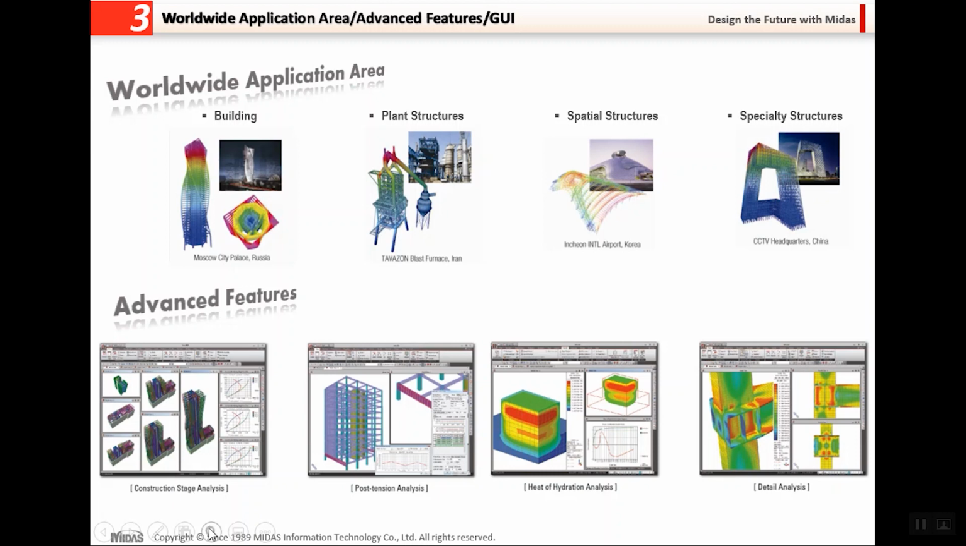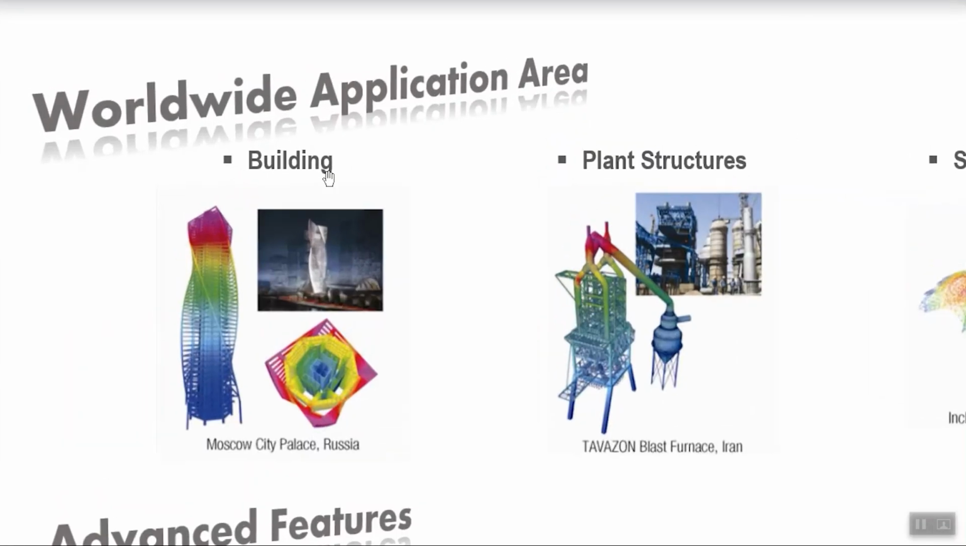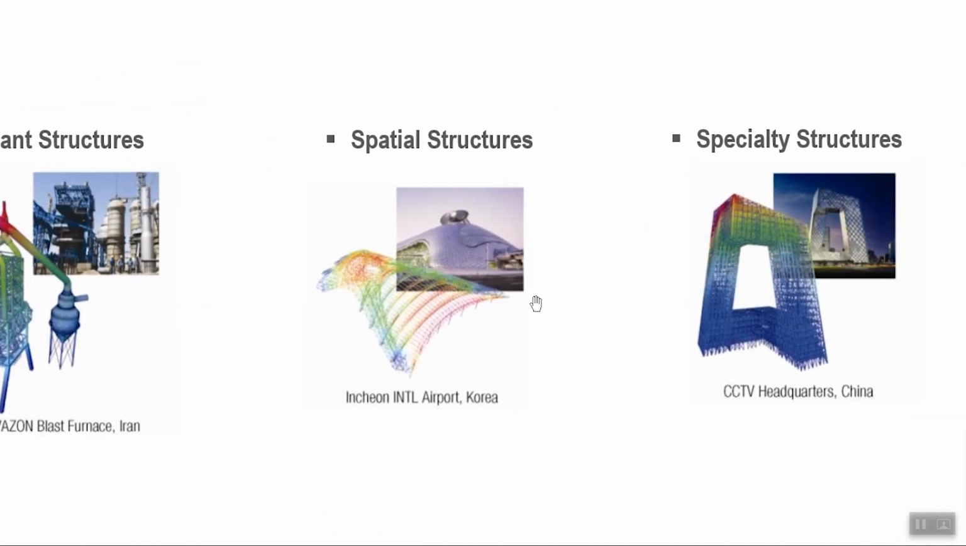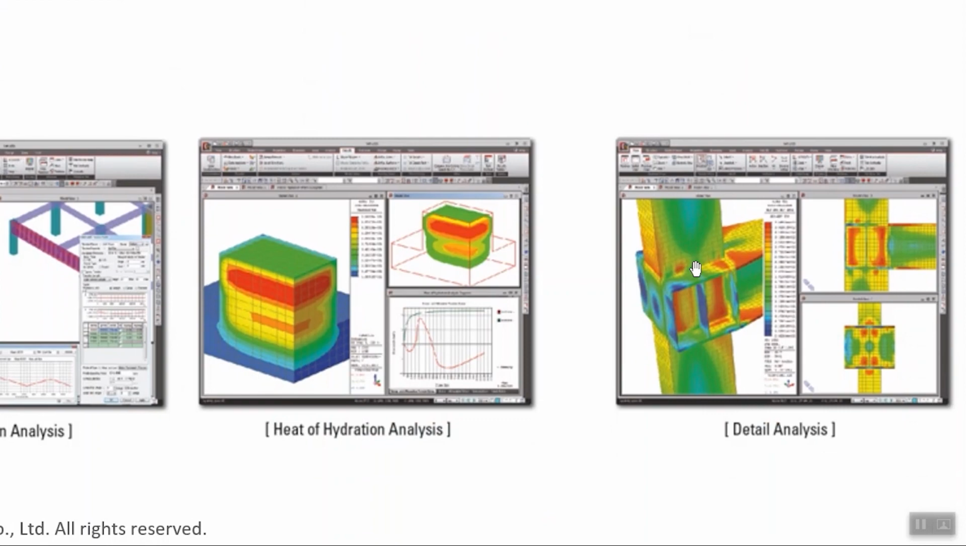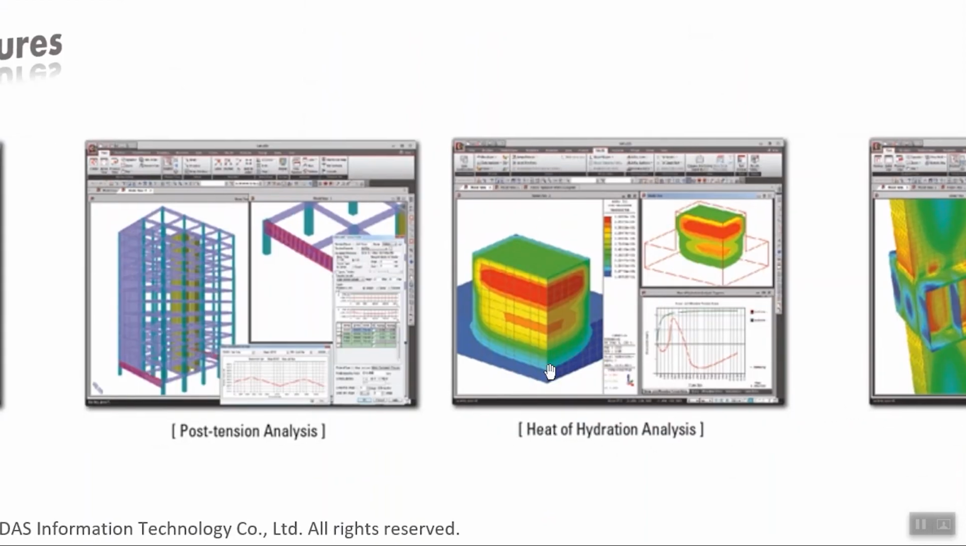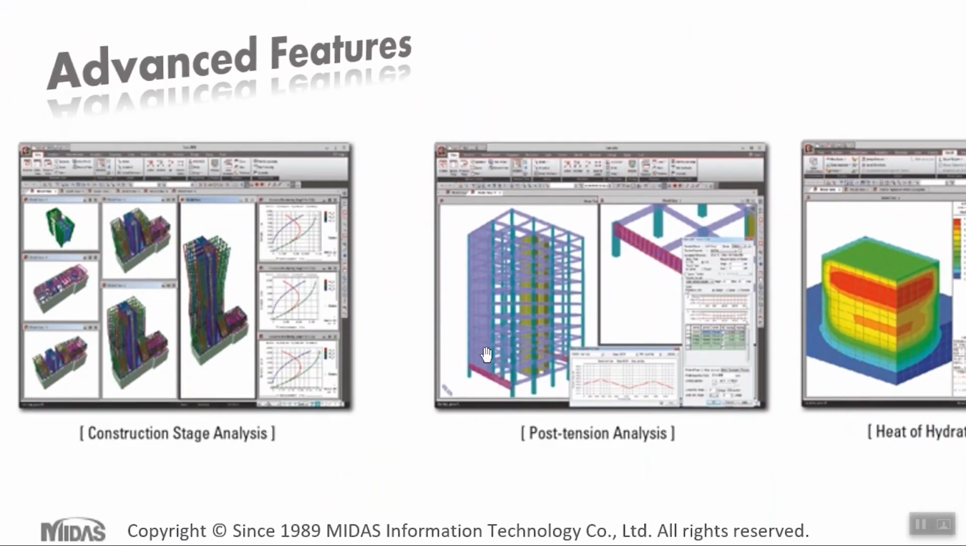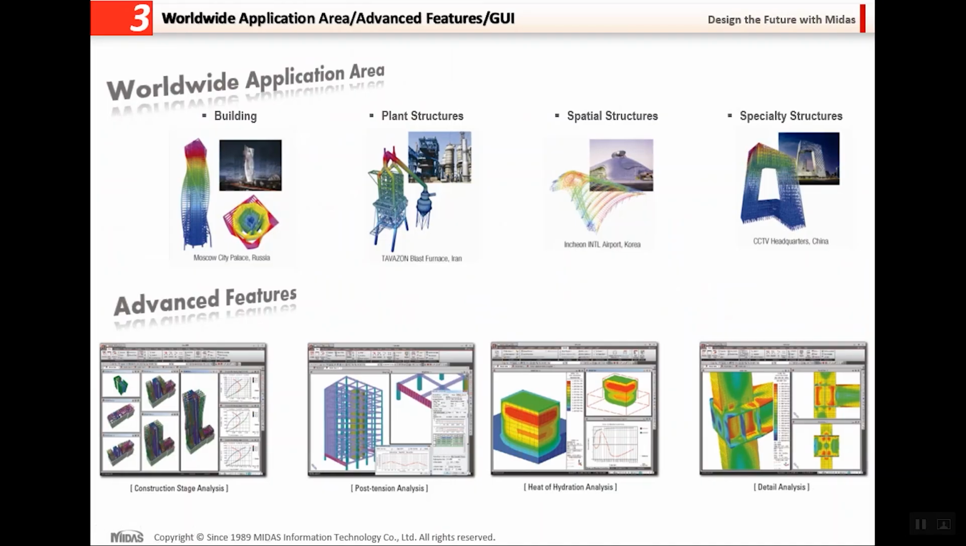So for those of you who haven't known MIDAS Gen yet, we call it a one-stop solution for building and general structure because as you can see, you can design your building, your plant structures, spatial structures, as well as the specialty structures. For the advanced features of MIDAS Gen, you can do detail analysis, heat of hydration analysis, post-tension analysis, and of course, the construction stage analysis. If you explore more about our software, MIDAS Gen, you can see that there are lots of advanced features that you can only find here in MIDAS.